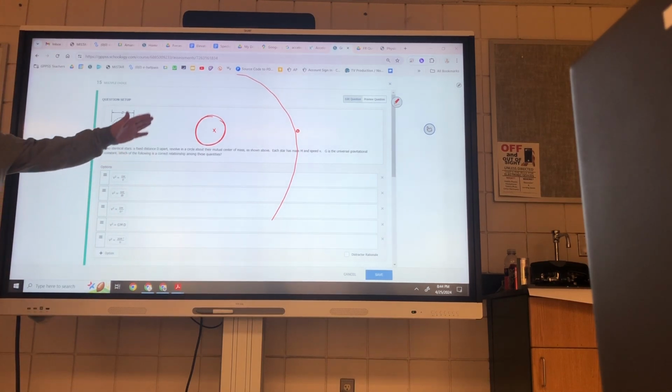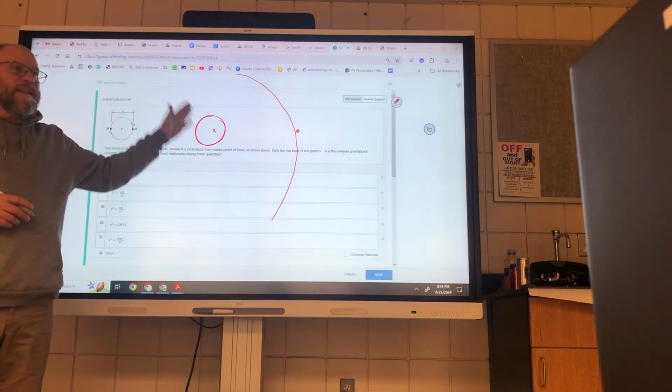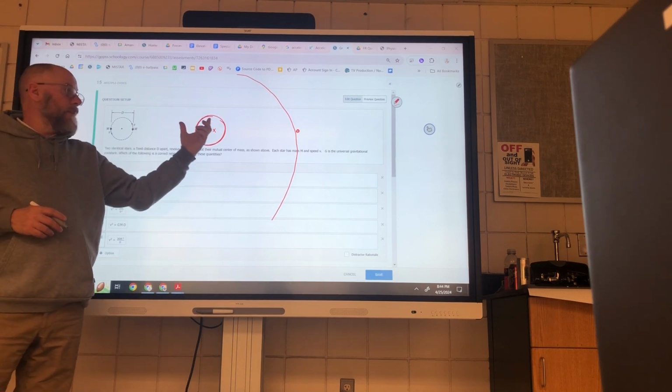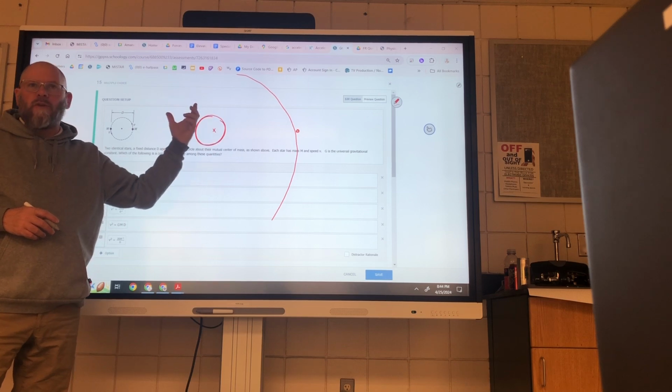Whether it's Earth-Moon or Sun-planet, it doesn't matter. The center of mass is inside the central object. So that means the central object doesn't actually rotate. It might wobble a little bit, right? It might wobble a little bit, but it doesn't actually rotate.